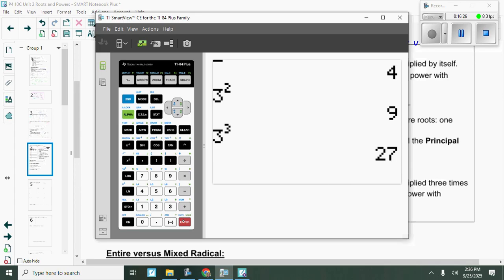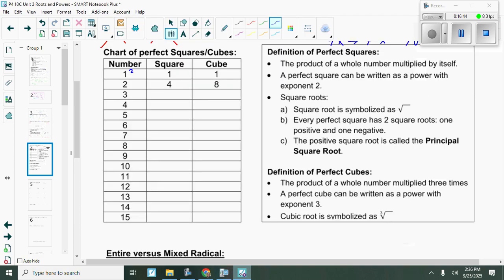Okay, so then I'm thinking my next one would be 4 cubed. So I'd do 4 caret 3. So if you hear me use the word caret, that's the symbol that I'm referring to, this little one here. Okay, so let's see how we did here.